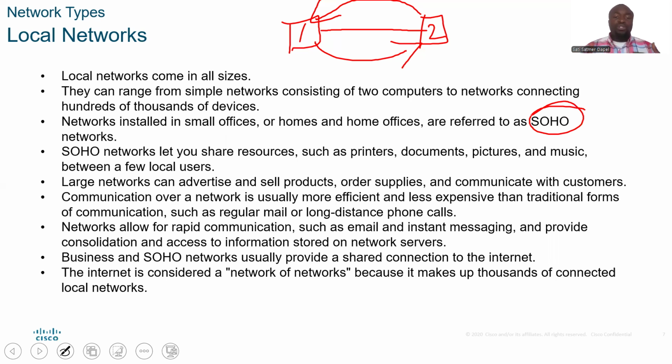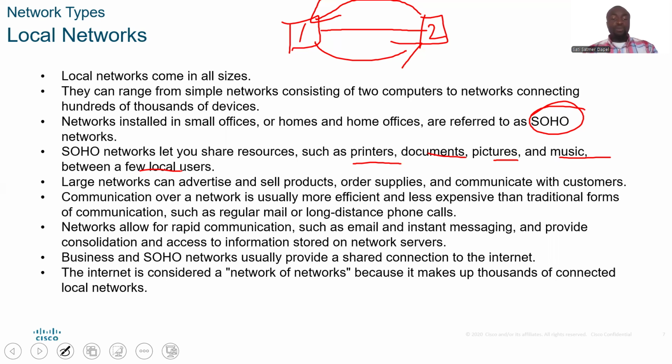So SOHO networks let you share resources such as printers, documents, pictures, and music between the local computers. So maybe in a computer lab, you have 50 computers or maybe 20 computers and you have only one printer. How then can you share this one printer across all these computers? That is where you need a network because you need to share resources. Large networks can advertise and sell products, order supplies, and communicate with customers. Communication over a network is usually more efficient and less expensive than traditional forms of communication such as regular mail or long-distance phone calls. Networks allow for rapid communication such as email and instant messaging, and provide consolidation and access to information stored on servers.